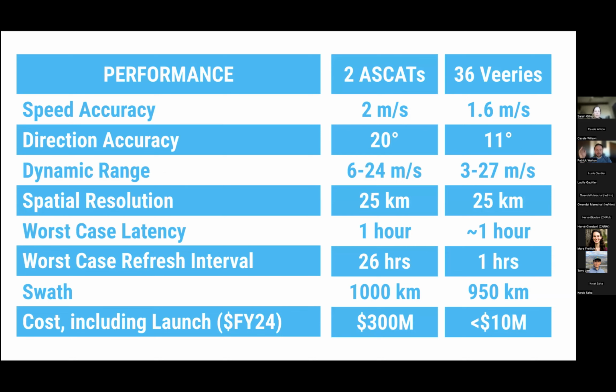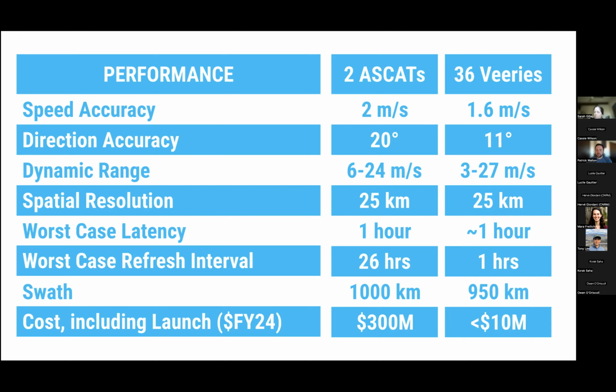So getting into some of our performance simulations for the system, I have a comparison here between a constellation of 2 ASCATs, which is the current constellation, and a constellation of 36 of these Veerys. And the interesting thing here is this rotating fan beam architecture provides so many of these azimuth looks that the speed and direction accuracy see a very large improvement across a wider dynamic range. We're targeting a similar spatial resolution. Our plans for data downlink are still in development. It's somewhat of a solved problem, but one that we're still exploring how to do cost effectively.